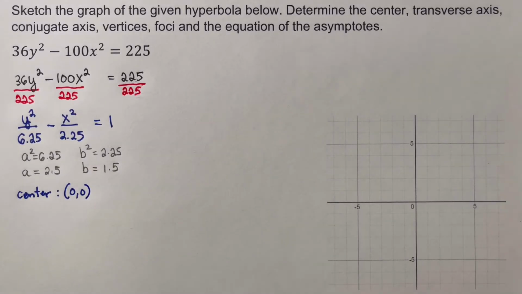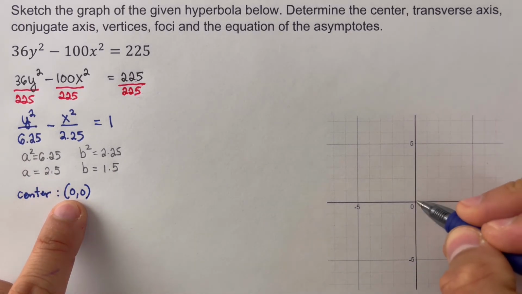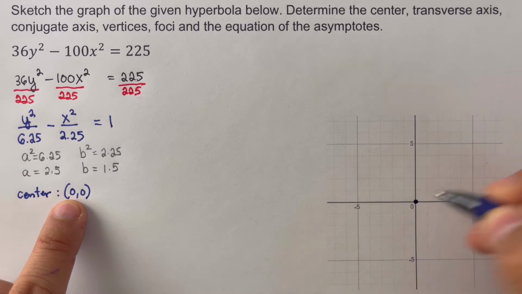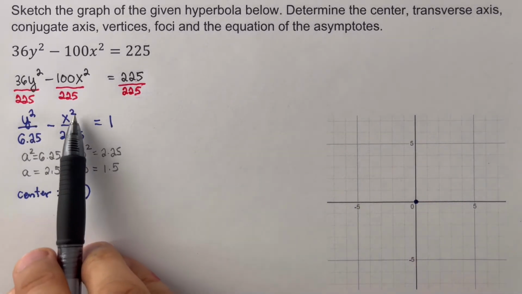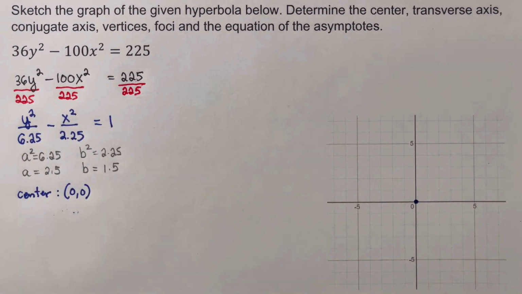Okay, so then we can label that on the graph. We have the information that we have up here. So our center is at 0, 0, so I will write that up here. Looking at this equation right here, this is an example of a vertical hyperbola.